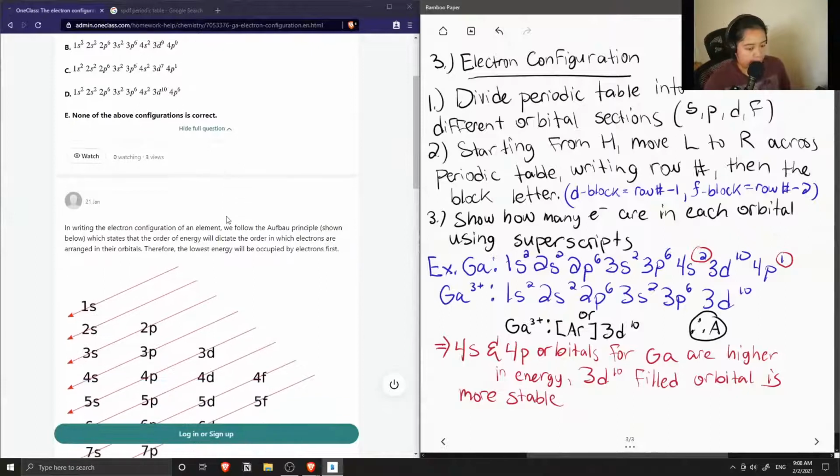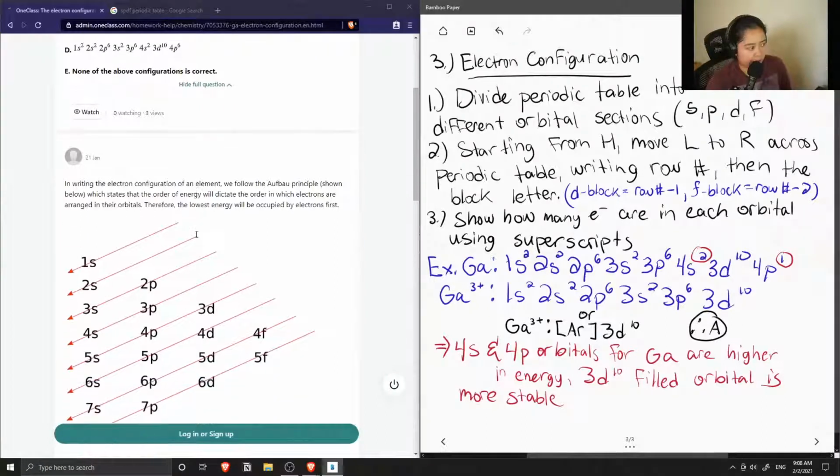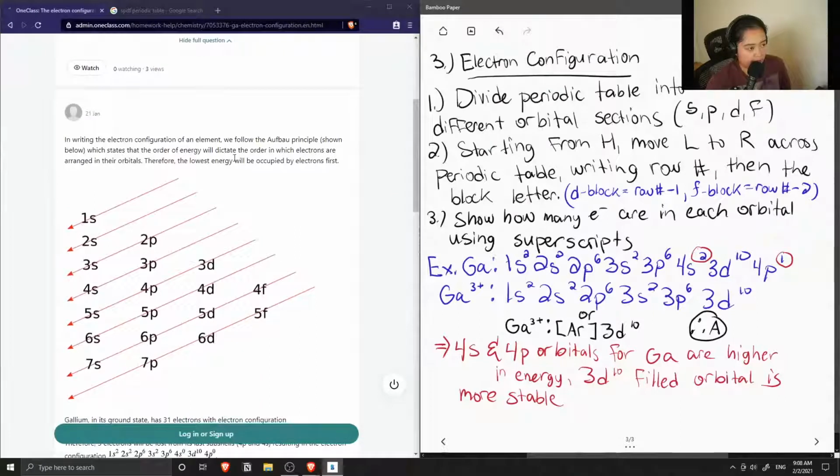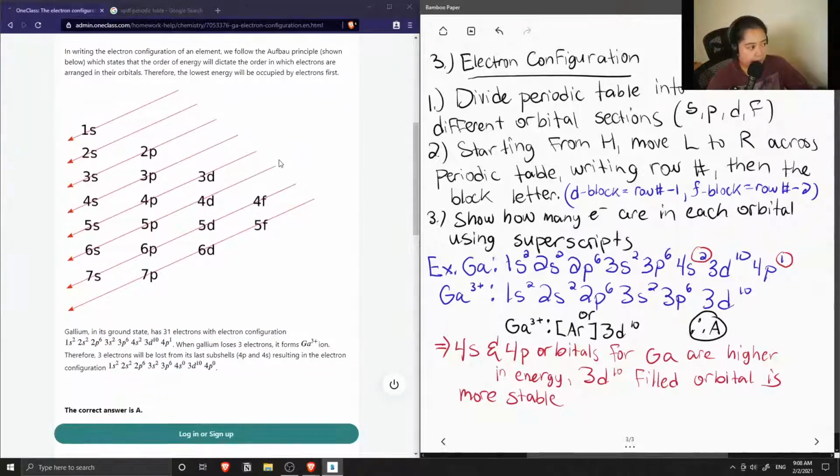And the junior tutor said that in writing the electron configuration of an element, we follow the Aufbau principle, which states that the order of energy will dictate the order in which electrons are arranged in their orbitals. Therefore, the lowest energy will be occupied by electrons first. Okay, so they also drew out a helpful picture to help show the order of 1s, 2s, and then 2p.